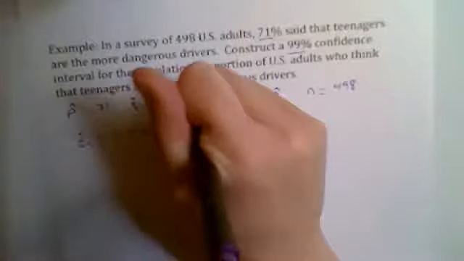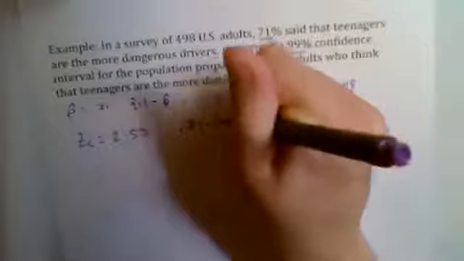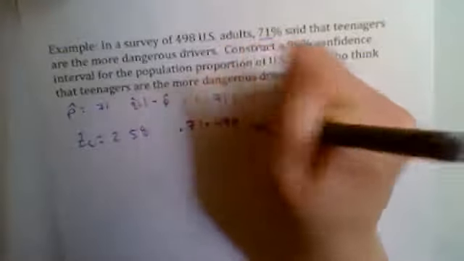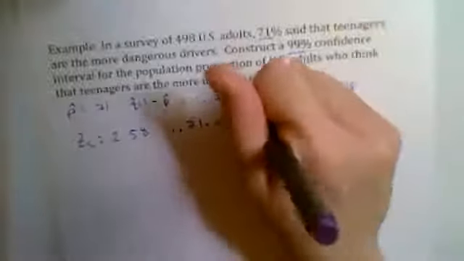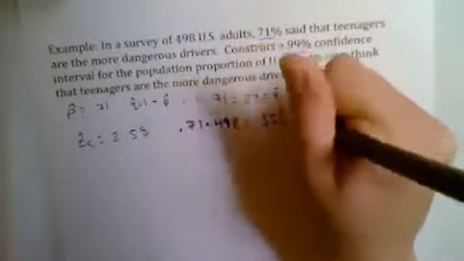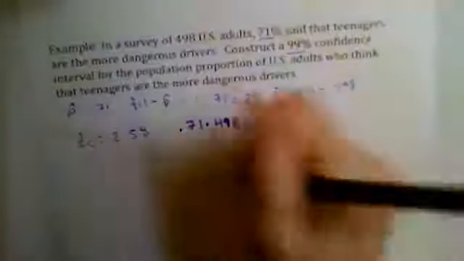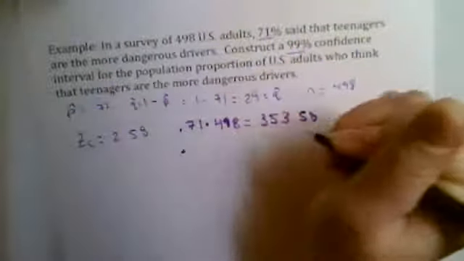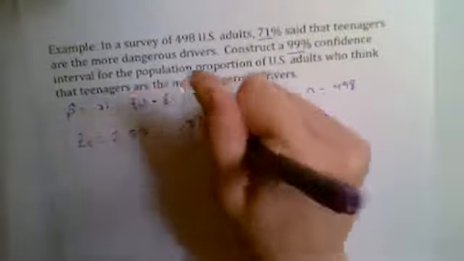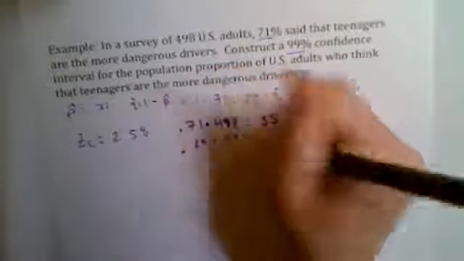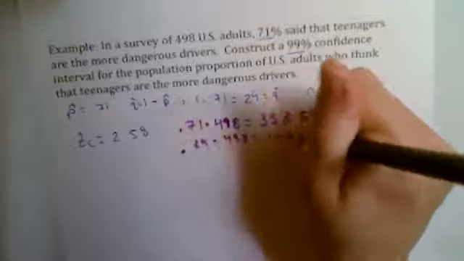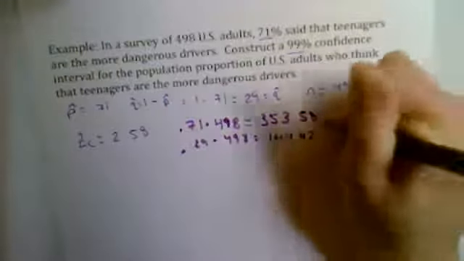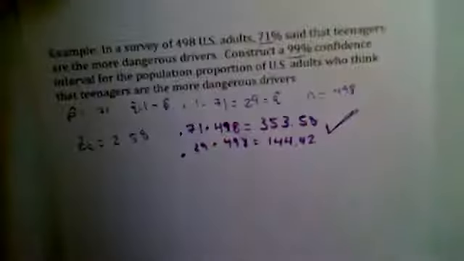So 0.71 times 498 is 353.58, and 0.29 times 498 is 144.42. So yay, both of those are bigger. Okay.